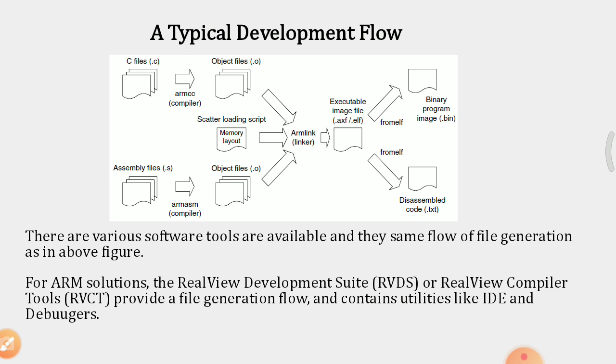So there are various software tools available, and they give the same flow of file generation as in the above figure. For ARM solutions, the RealView Development Suite (RVDS) or RealView Compiler Tools (RVCT) provides a file generation flow, and this contains utilities like IDE and debuggers. Like we have the Keil MicroVision IDE.